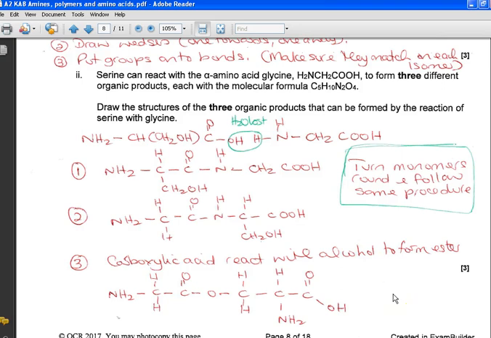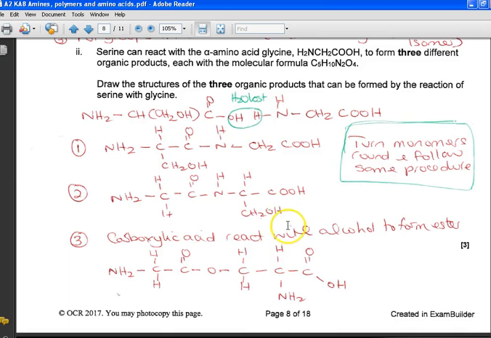So you're told that serine can react with another acid, another amino acid, to form 3 different organic products. So you're given the molecular formula and then you're asked to draw them. Now here again, I've drawn out my 2 monomers to see what's going on. So I've got an amide link here, C double bond O and nitrogen. Yeah. Then all I've done is swap my monomers round. So I've got now this end reacting with this end. Yeah, so that's 2 of the isomers.